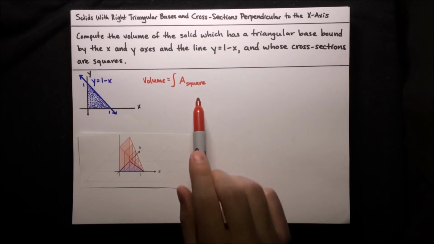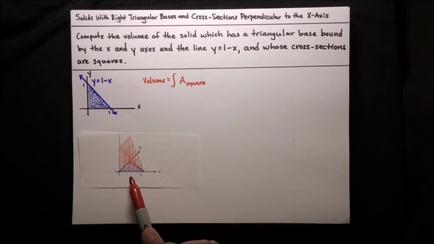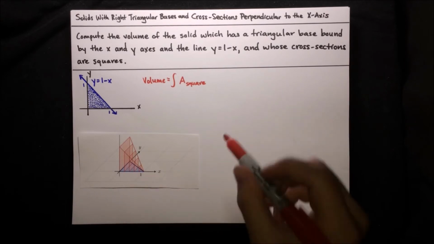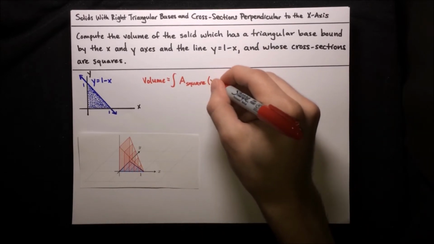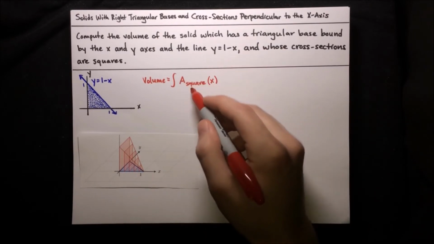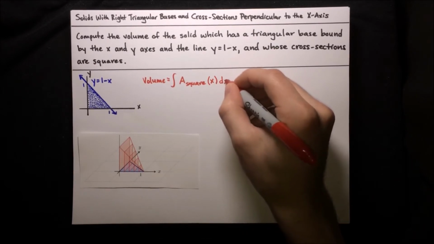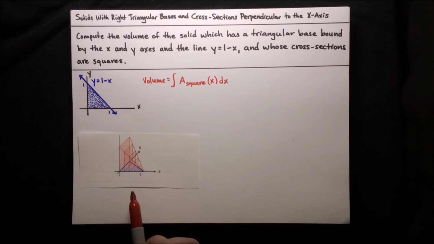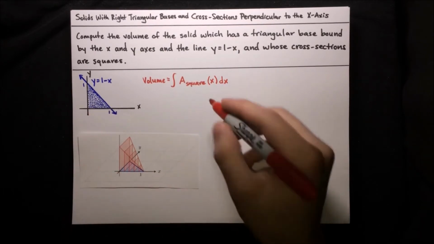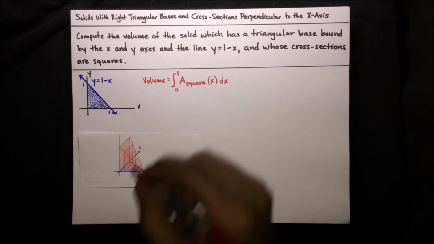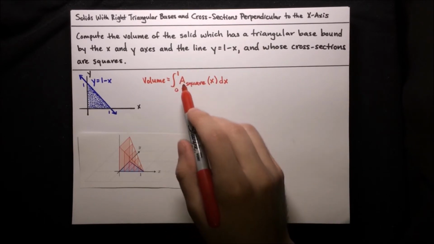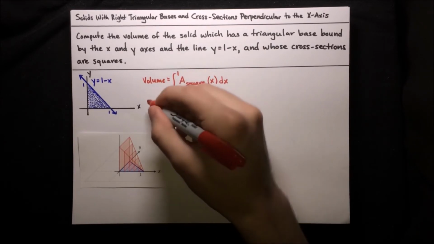We need to write our integral in terms of a variable in order to compute it. Why don't we write it in terms of the variable x? So we'll need to find the area of a square cross section as a function of x. Then we'll take that integral dx, and what will the bounds be on that integral? Well, the region ranges from x equals 0 here to x equals 1, so the bounds will be from 0 to 1. Okay, so how do we find that area of a square cross-section in terms of x?